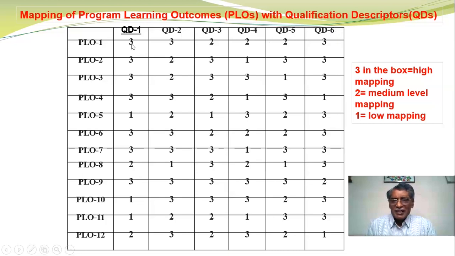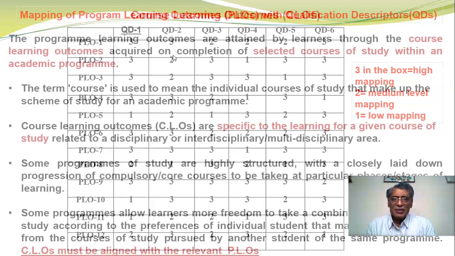You can see here again in the box, 3 highest mapping, 2 medium level mapping and 1 low level mapping. But if you consider all the 12 PLOs, definitely there will be a 3 with 1 or more qualification descriptors. Then you consider that your PLOs are in good alignment with the qualification descriptors.